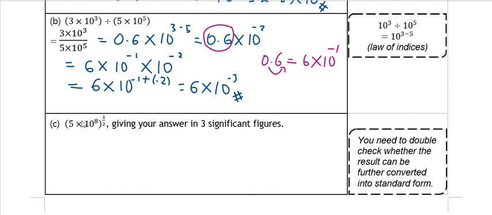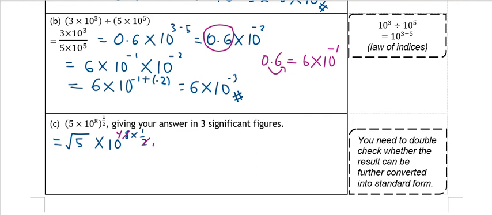And as for part C here, 5 times 10 power 8, and then you have another power of half. And you have to give your answer in three significant figures. Here, this is power half, so in a way this is a square root. You are using a square root on 5 and also a square root on 10, but you follow the rule that when a power meets a power, you multiply the powers. So it's 8 times half. So 8 times half will be 4.